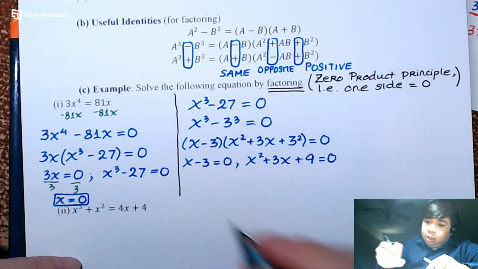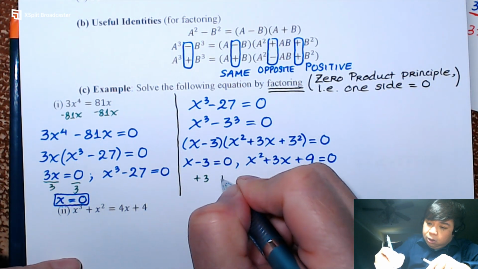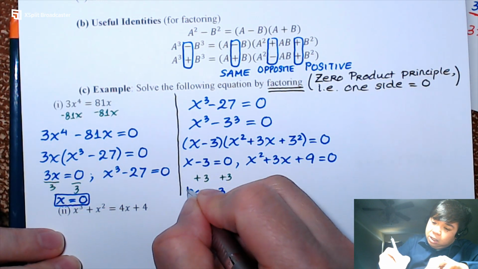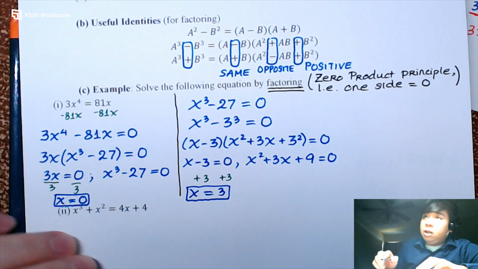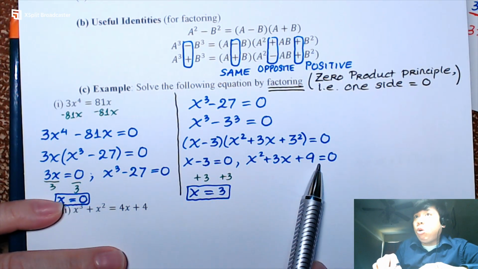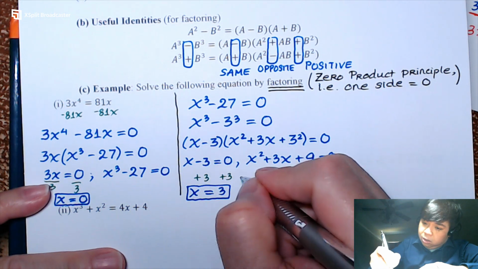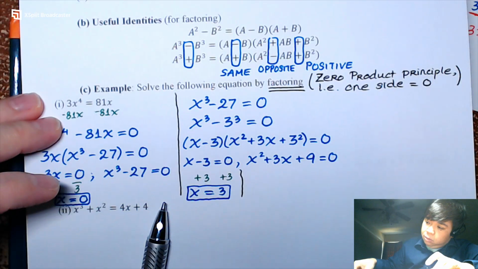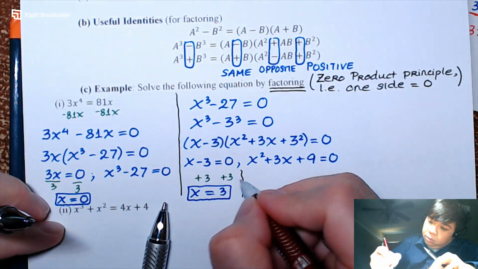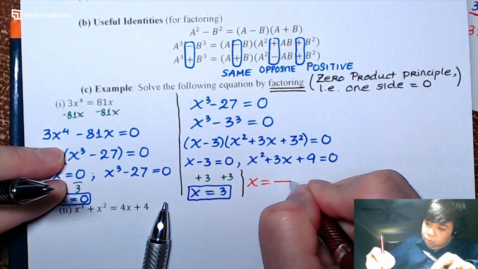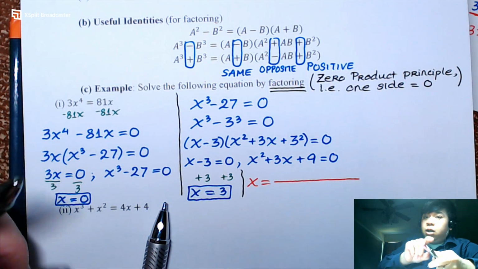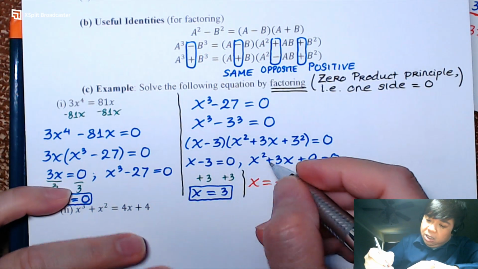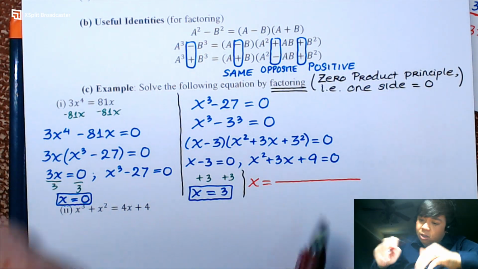Okay, and plus 3 on both sides, we have x equal to 3, and that is the second solution. Now on this one, we just have to use quadratic formula for it. 1, 3, and 9, that's A, B, C. So formula first.